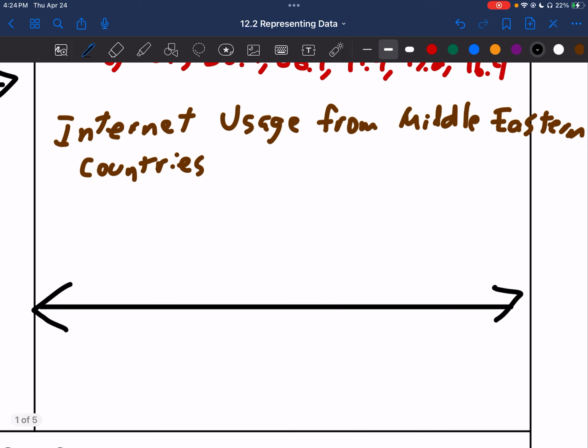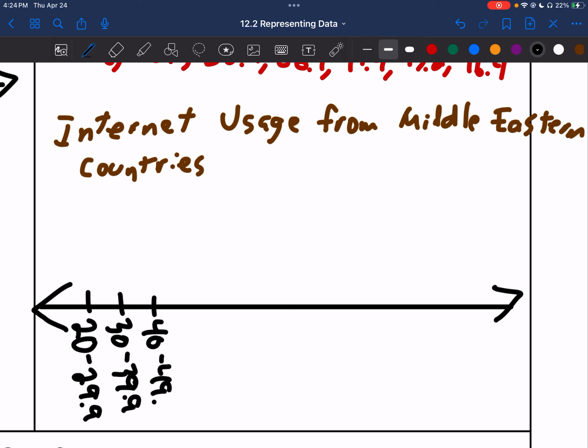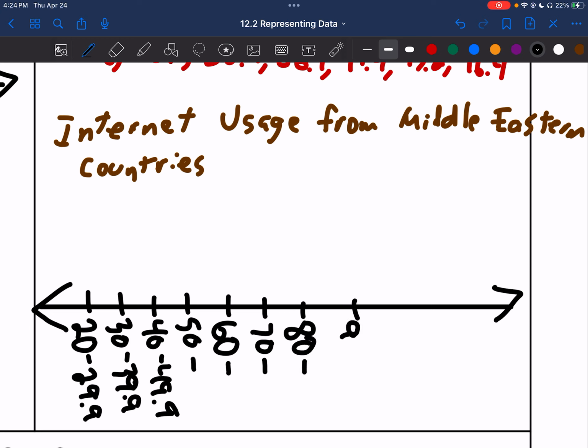So I'm going to say my first range is going to be 20 through 29.9, 30 through 39.9, 40 through 49.9, 50, and we get the idea, 60, 70, 80, and 90. All right, so that is going to give us our values. So we're going to have that, and now we need to start plotting our points.